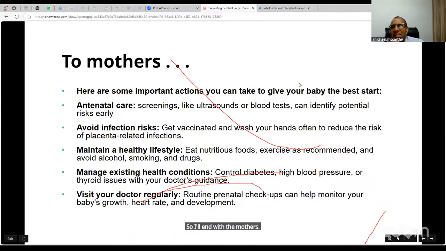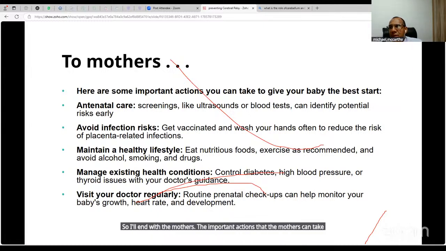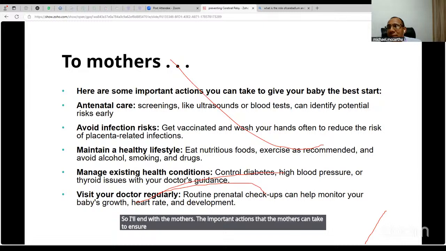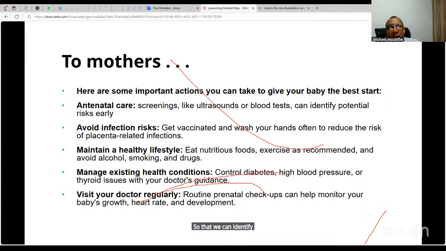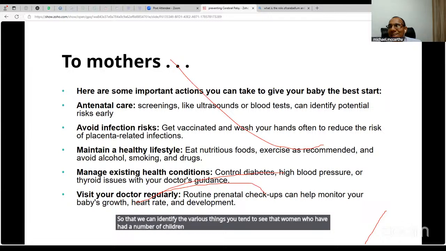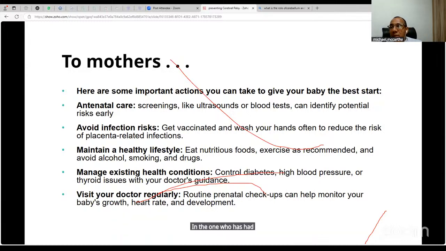The important actions that the mothers can take are to ensure antenatal screenings are done so that we can identify the various things. You tend to see that women who have had a number of children don't take the antenatal periods as diligently as the one who is coming with her first pregnancy. But that could be a challenge because the risk factors may be higher in the one who has had more because of age and comorbidities and so on.